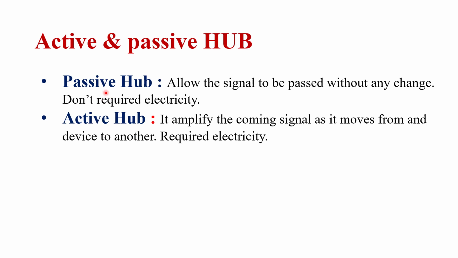What do you mean by passive hub? Passive hub allows the signal to be passed without any change. It does not require electricity. Next is active hub. Active hub amplifies the incoming signal as it moves from one device to another device. That helps to extend the range of the network without using a repeater. This type of hub requires electricity.